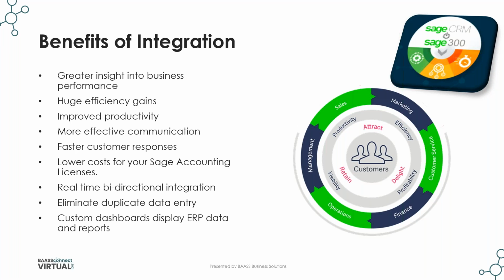This also gives real-time bi-directional integration. So any data which is entered in Sage CRM reflects in real time in Sage 300. Among other benefits, Sage CRM customized dashboards will also display Sage 300 data and reports too.